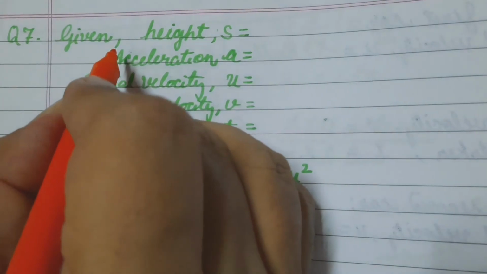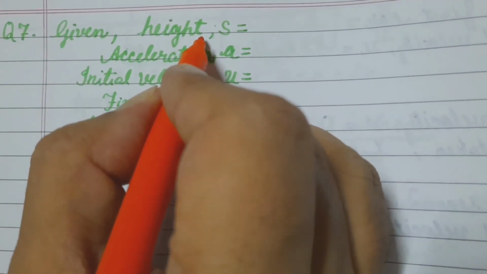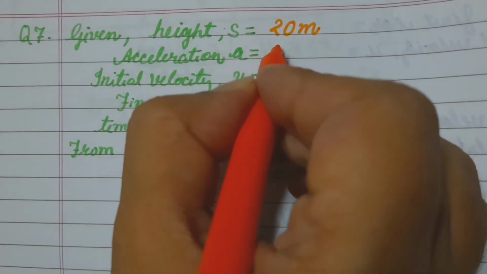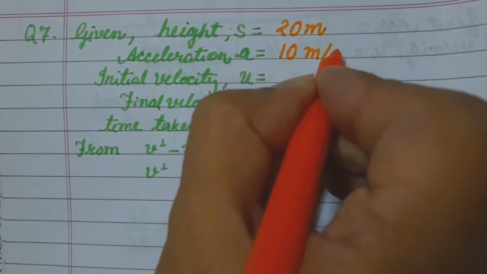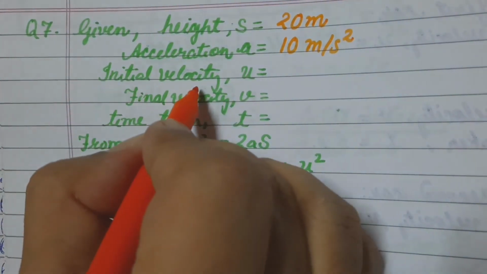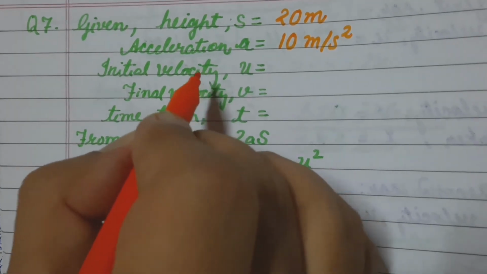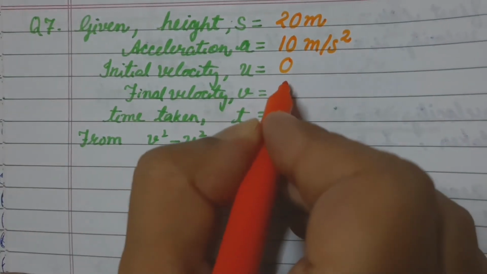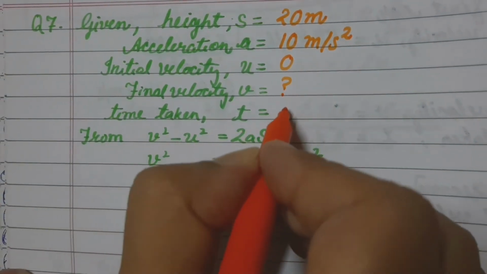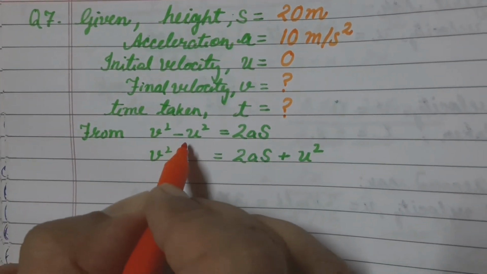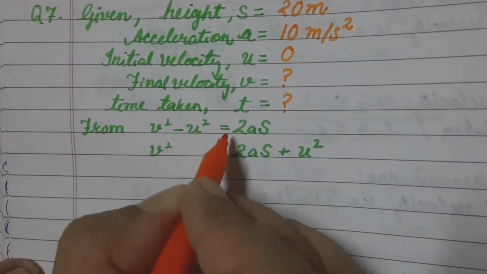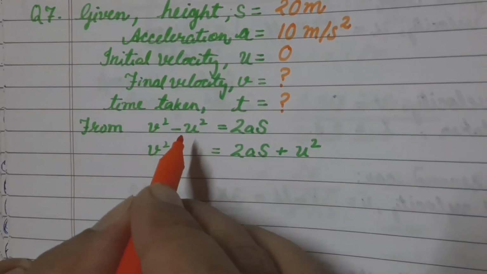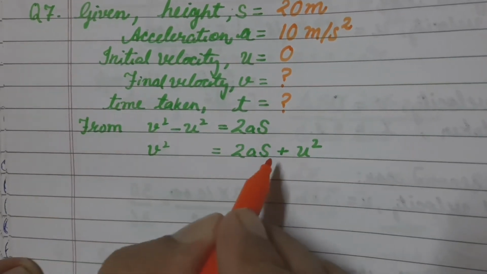According to the question, given terms: height is the distance, that's why denoted by s here, which is 20, and a, which is 10 meters per second square. Initial velocity, as the ball is gently dropped, is 0. Final velocity v and time taken t we have to calculate. We will use the third equation of motion, v square minus u square is equal to 2as. We have to calculate v, that's why we will move this u square to the other side, becoming positive.